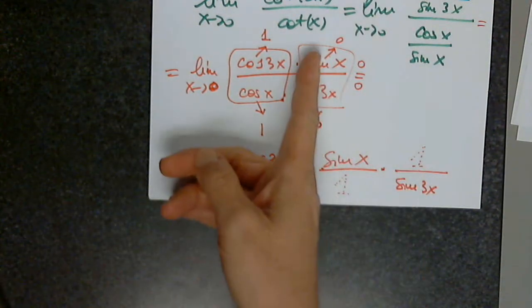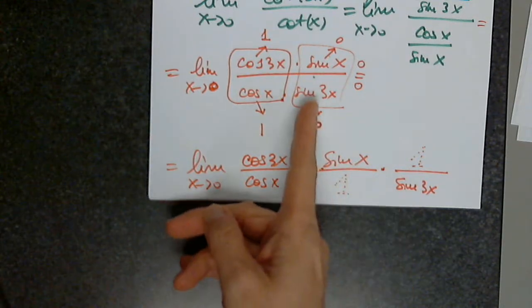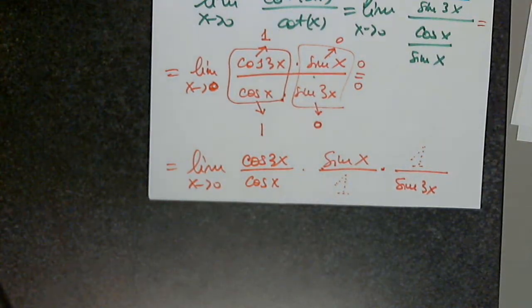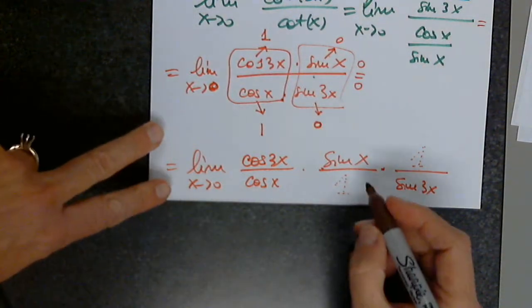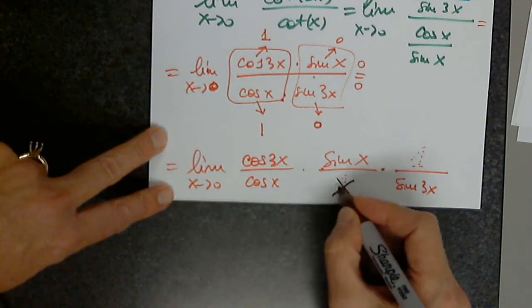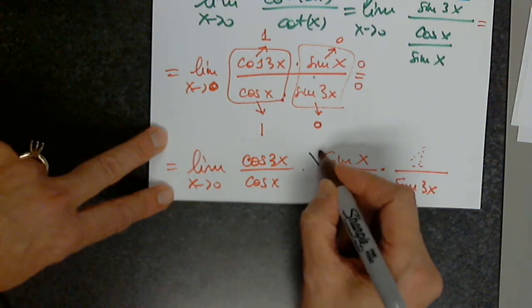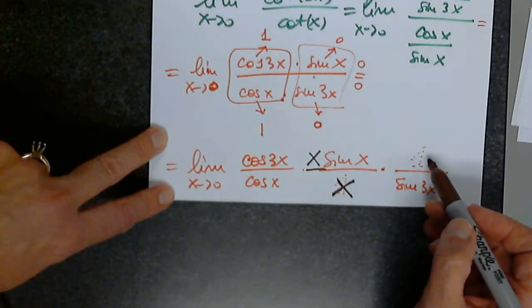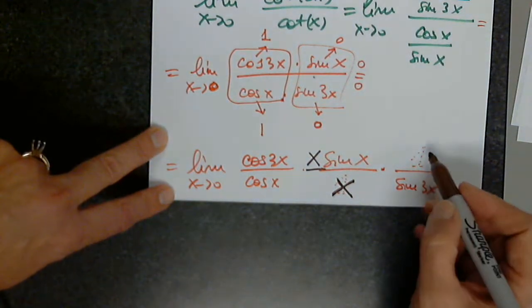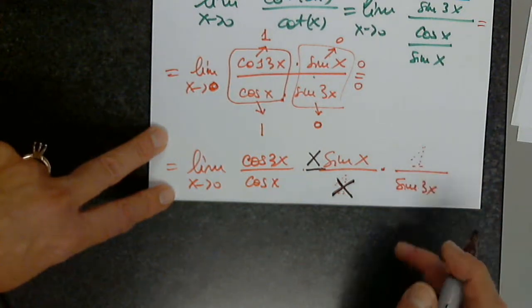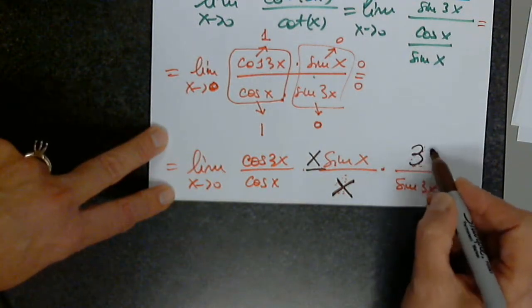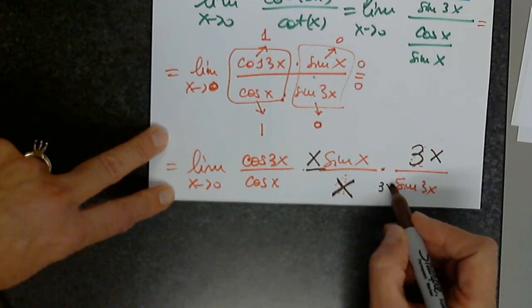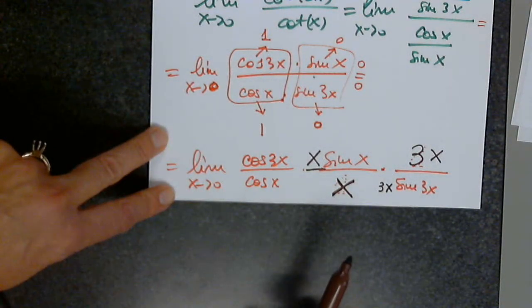Is it sine times 1 over sine, and 1 times sine 3x over sine 3x? But now I am going to do something and you'll say, why? And I'll explain why. I'm going to multiply the denominator by x and the numerator by x. I'm going to multiply the numerator by, what do you think? X. Yes. And 3x.